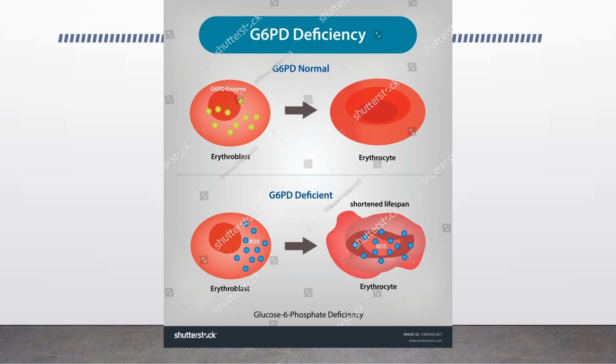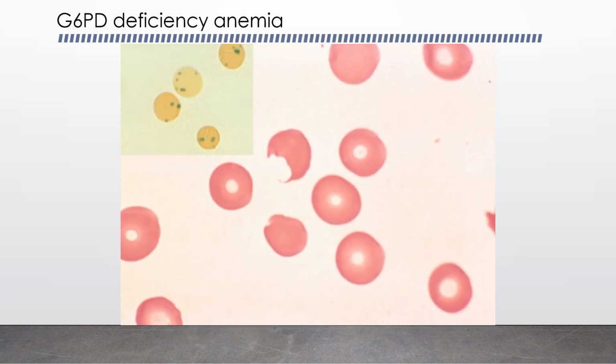This is a pictorial presentation. This is what we might see in G6PD deficiency. You see helmet cells or sometimes target cells, irregular cells nipped upon by the phagocytes in the spleen. And in the smaller window you can see aggregated hemoglobin also.